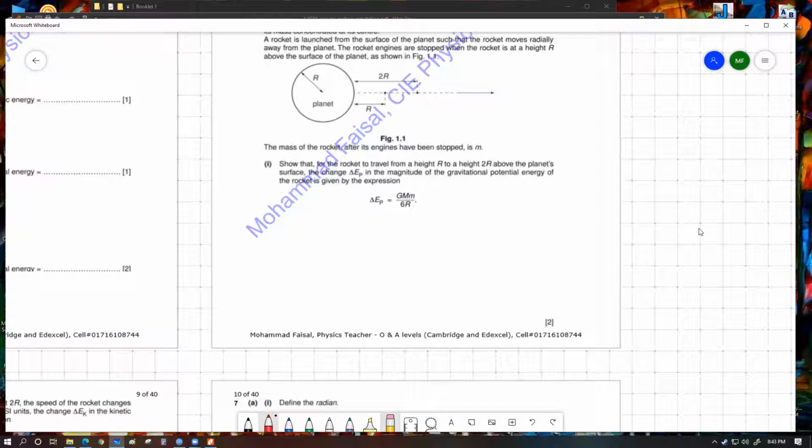Okay, so this is not very difficult, I'm just going to show you the process. What is important for you to observe is that it is traveling from r to a height of 2r. So this is our final distance, this is our initial distance.